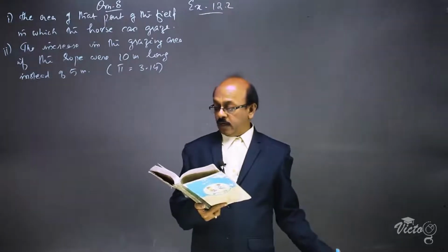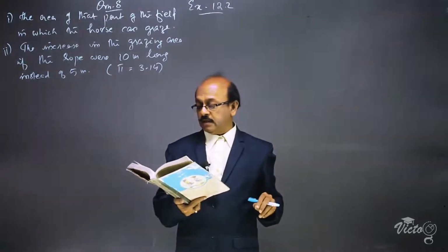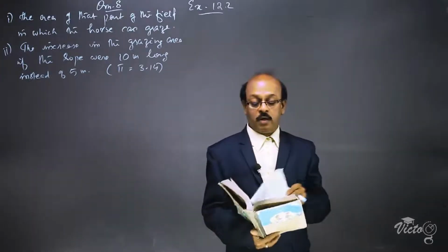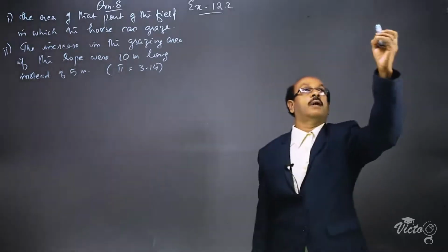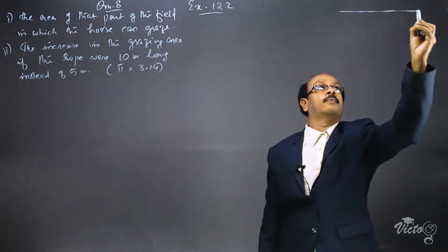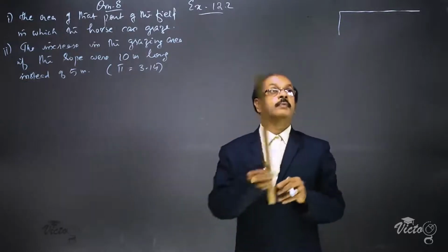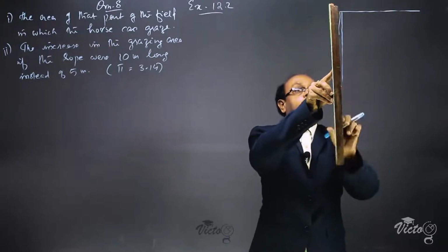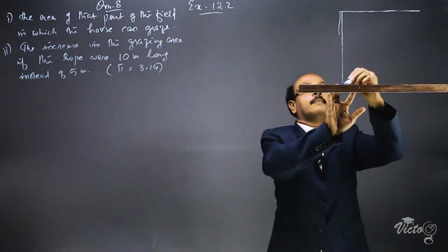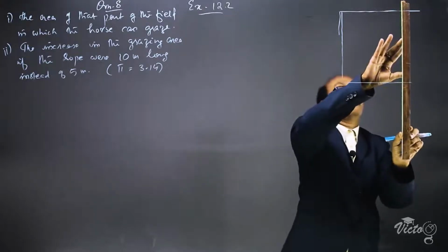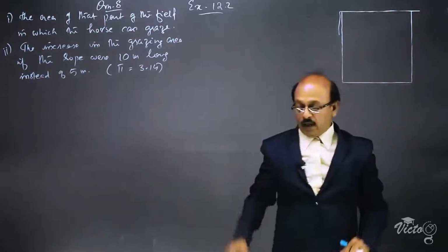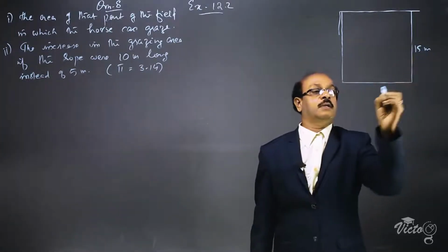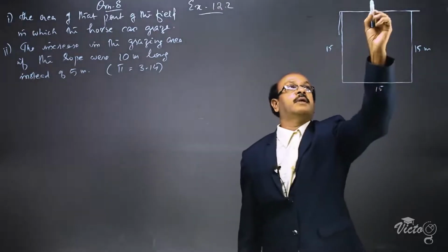There is a square field of side 15 meter. It is given. So we are going to draw a rough figure. There is a square field like this. The length of one side of the square field is given to be 15 meter. This is 15 meter. Here also it is 15 meter, 15 meter and 15 meter.